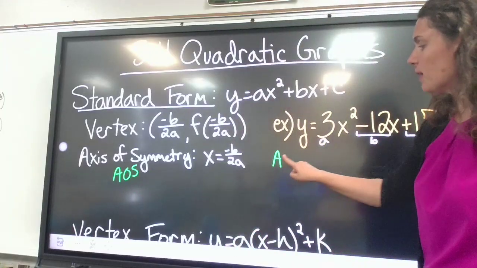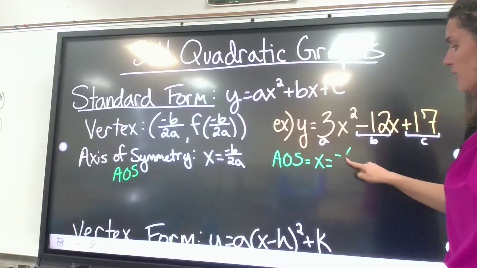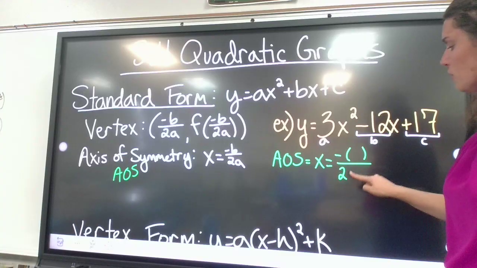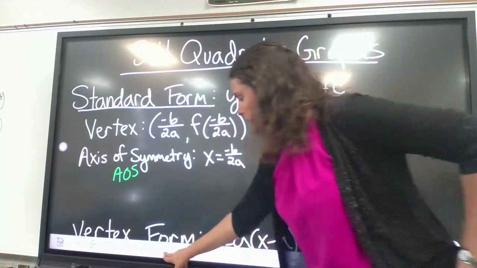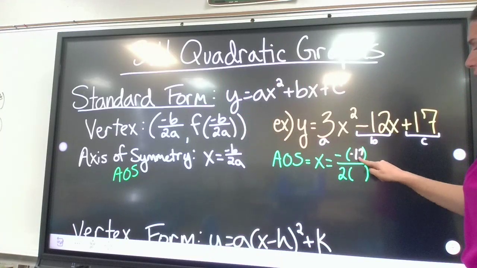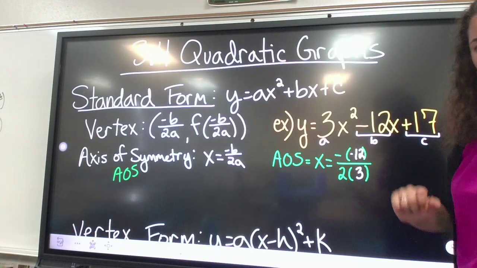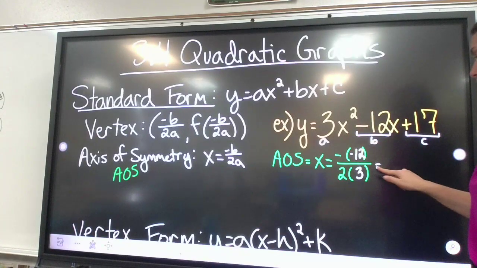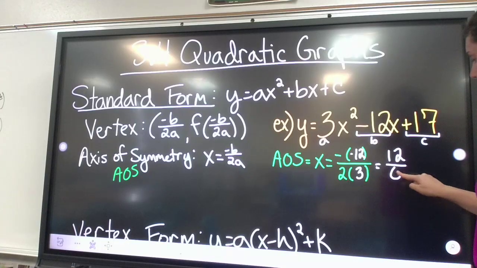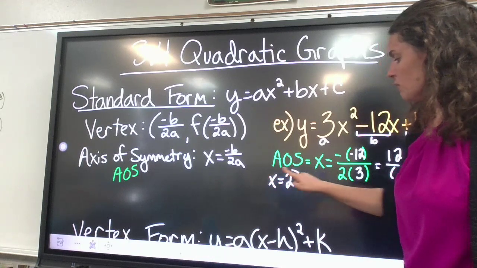So my axis of symmetry is x equals negative b over 2a, and I'm going to be plugging in those two values. My b value is negative 12, and my a value is 3. Well, minus a negative is going to turn into a positive 12 on top, and 2 times 3 is going to equal 6 on bottom. So my axis of symmetry is actually x equals 2.